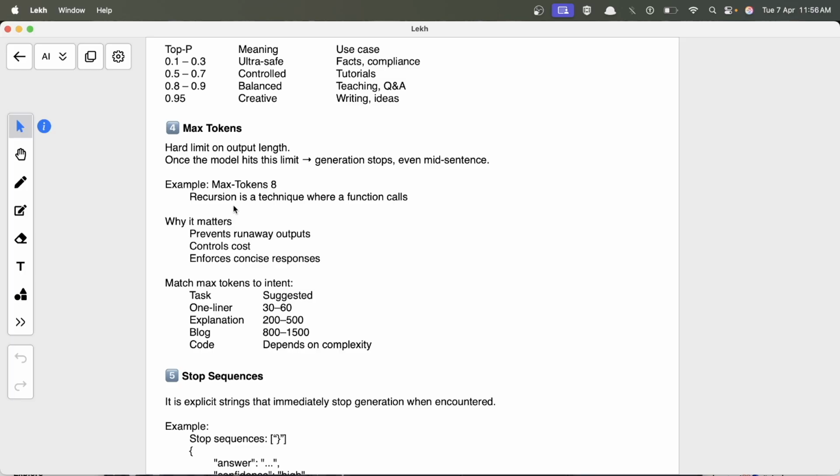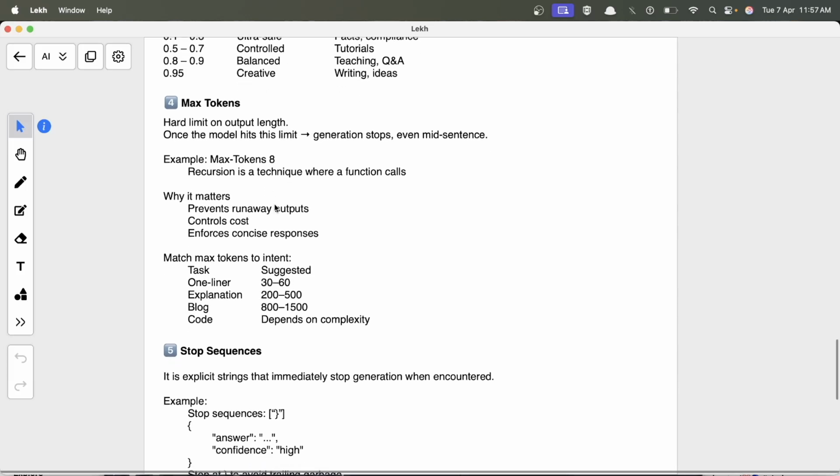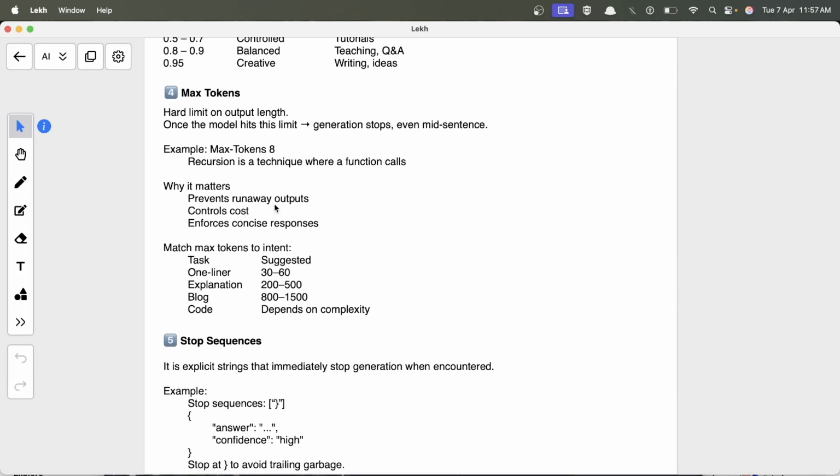So here I have taken a word as a token. For example, recursion is a token, but in reality recursion will contain more than one token, right? So the answer will be shorter than this one. So it just tells the model return at max these number of tokens in the output and stop after that, no matter the answer is complete or not.